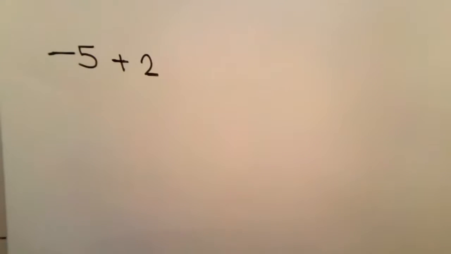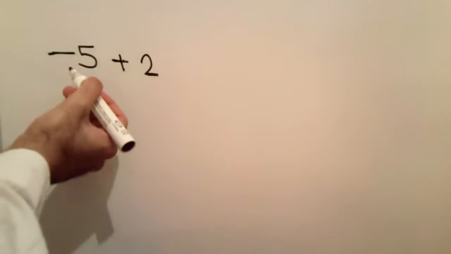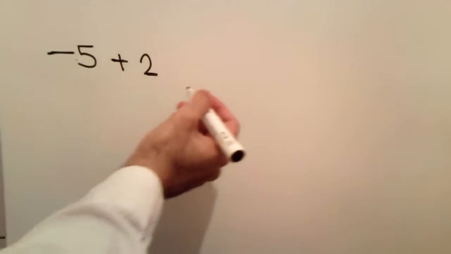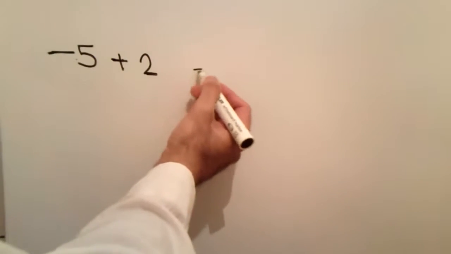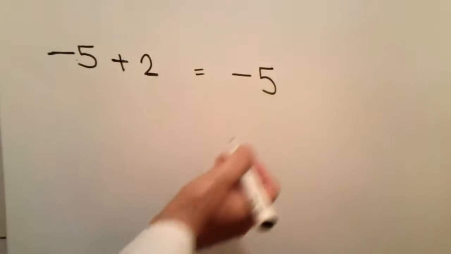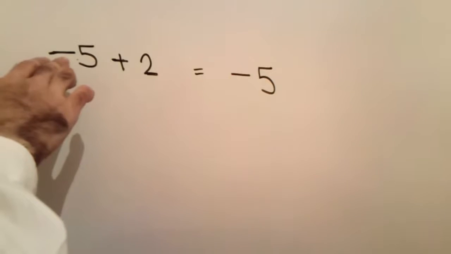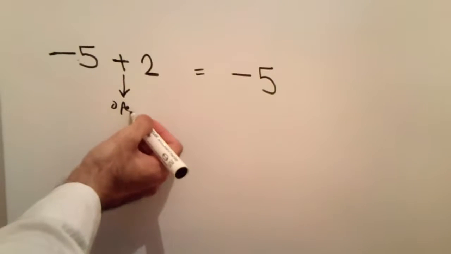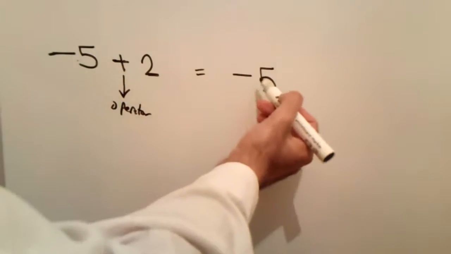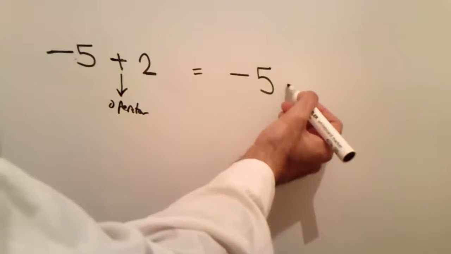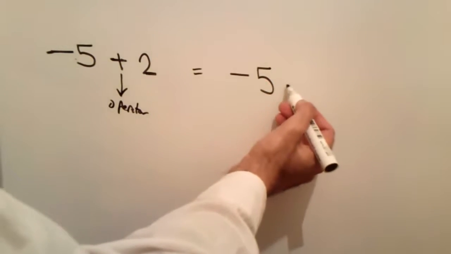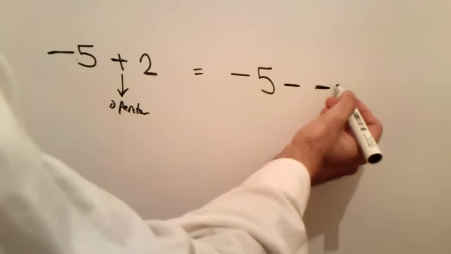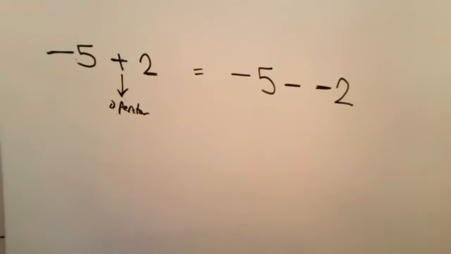Okay, let's see how we can rewrite this one. What's negative 5 plus 2? How can we rewrite that? We can say negative 5. Remember, this sign isn't actually touching anything, but here's the operator. How can we break this down? We can say negative 5. Remember, now we've got a plus, so negative 5 take away negative 2.